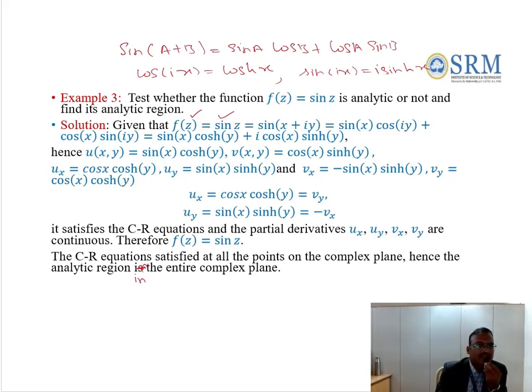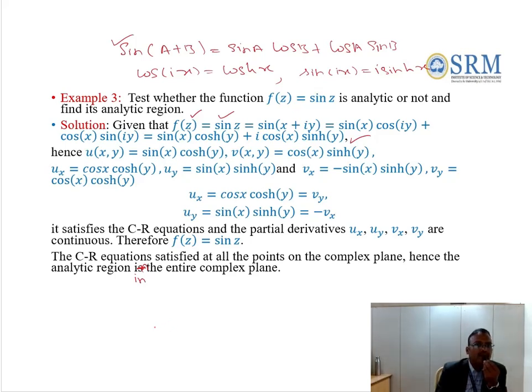So by using the first identity, sin of a plus b equal to sin a cos b plus cos a sin b, we are writing sin x cos iy plus cos x into sin iy. And by using the second and third identity, we are writing sin x cosh y plus i cos x sinh y. Right. Now from this, what is your u of x comma y? u of x comma y is sin x into cosh y, and v of x comma y is cos x into sinh y.